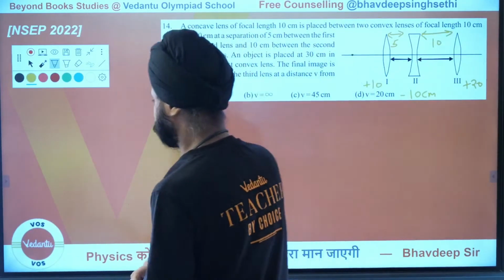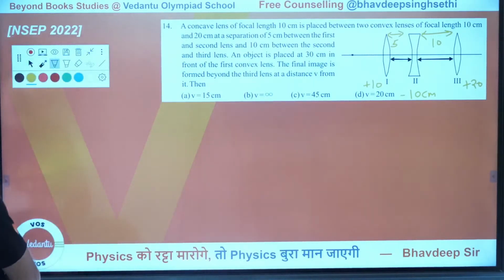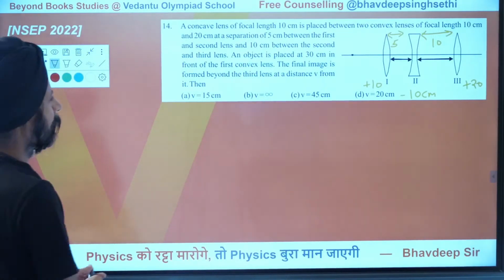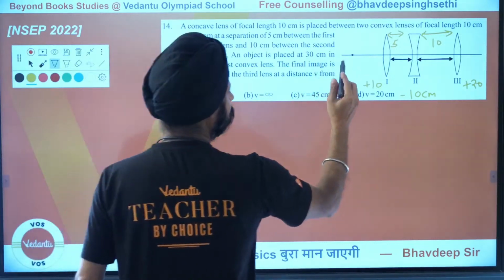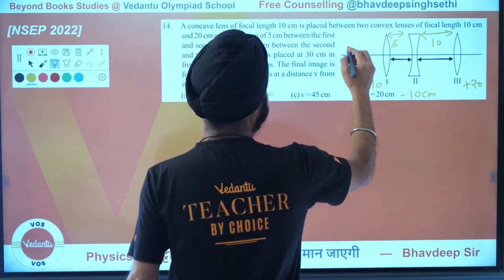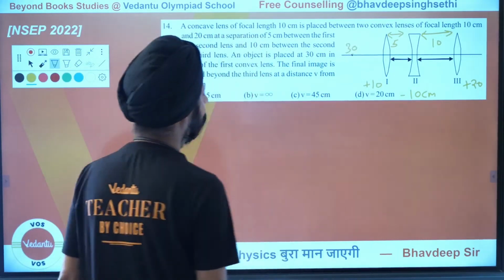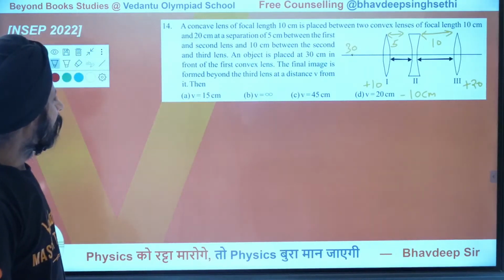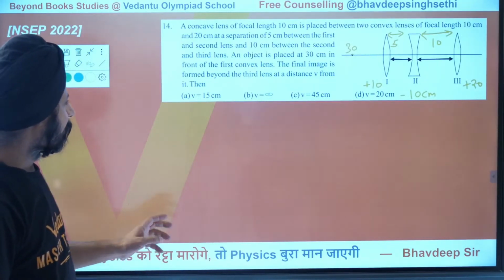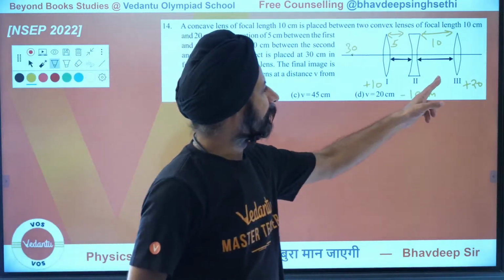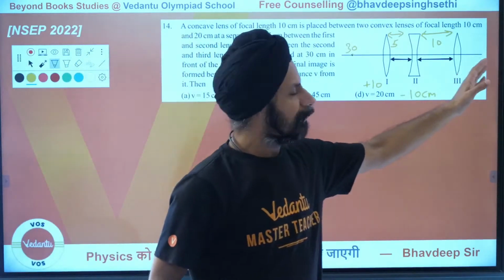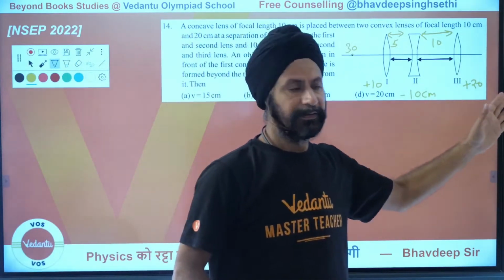Perfect. We know the situation. Another saying, an object is placed at 30 centimeter here. So let's say this is the object and this is at 30 centimeter mark. The final image is formed beyond the third lens at a distance of v from it. So the final image is formed somewhere there and we got to find where that is.